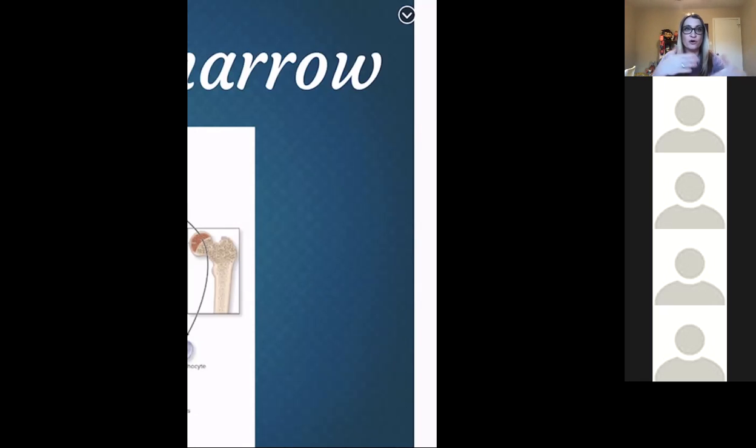Red bone marrow, you already know, is the site of formation of formed elements. Lymphocytes, or white blood cells in general, leukocytes, are a formed element. So red bone marrow is a site of formation. It's also a site of maturation of several different cells. And so that's what bone marrow does. It's a site of hemopoiesis.